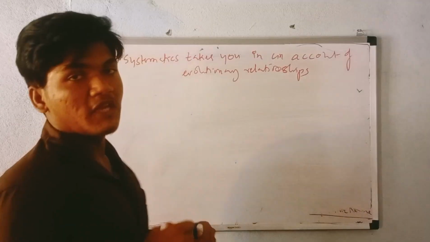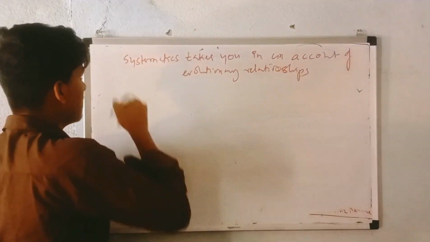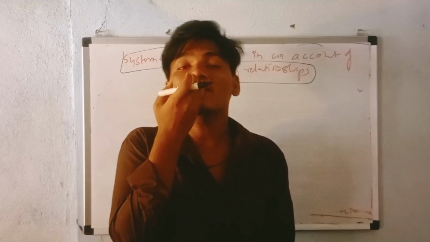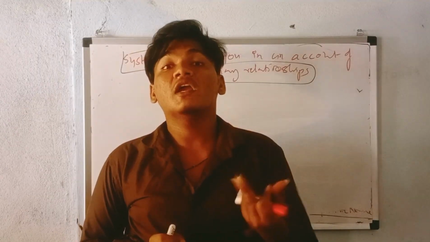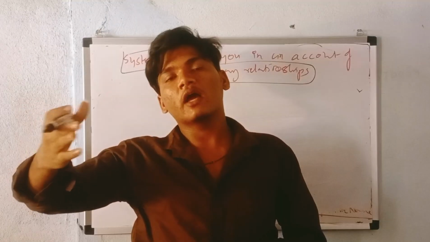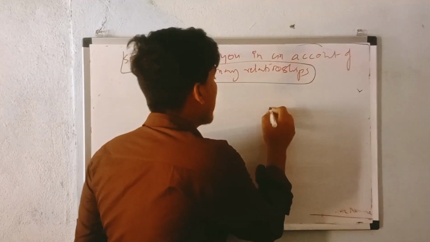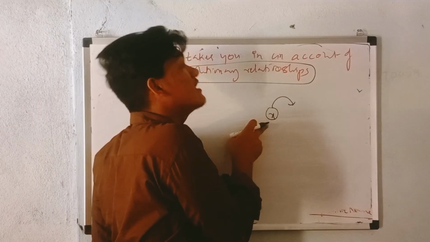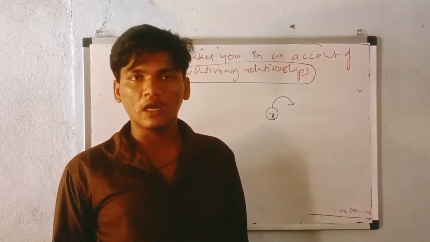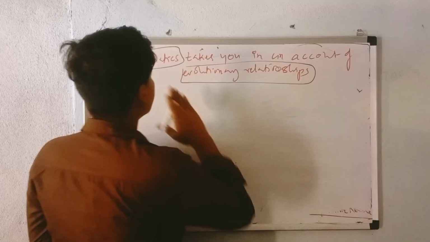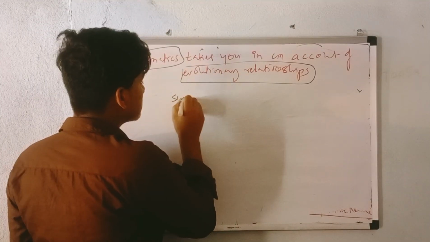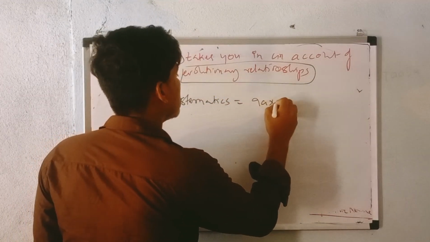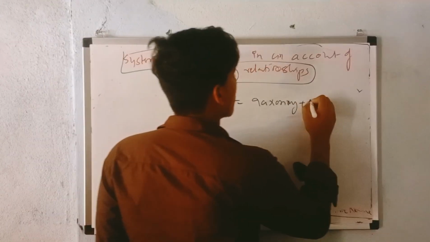What is the meaning of this statement? Systematics will take you into the evolutionary relationship. Evolutionary relationship is nothing but phylogenetic relationship, the ancestral relationship. For example, if there is one organism, the evolutionary relationship of that organism will be studied under the term systematics. Now the word systematics is equal to taxonomy plus phylogeny.